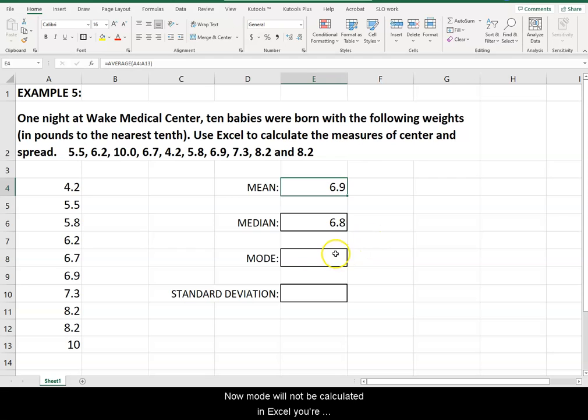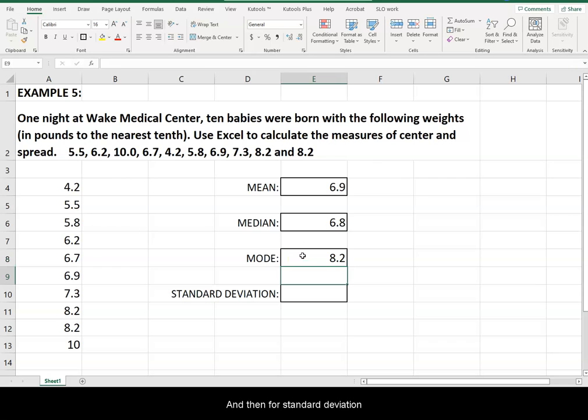Okay. Now mode will not be calculated in Excel. You're going to have to find this yourself. Remember, mode is the number that happens most often. So looking at my list here, the only number that is repeated is 8.2. So that is going to be my mode. I'm just going to type that in.